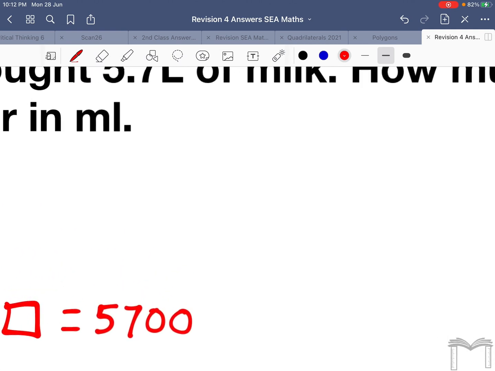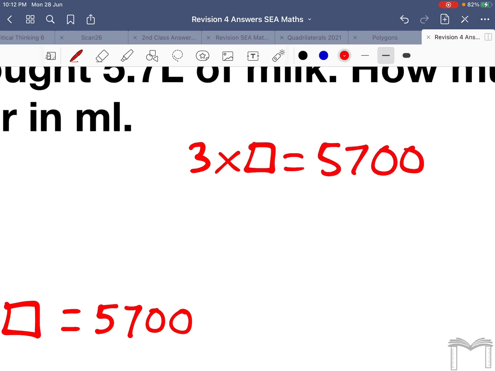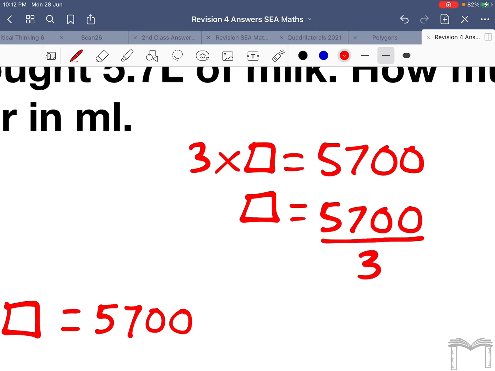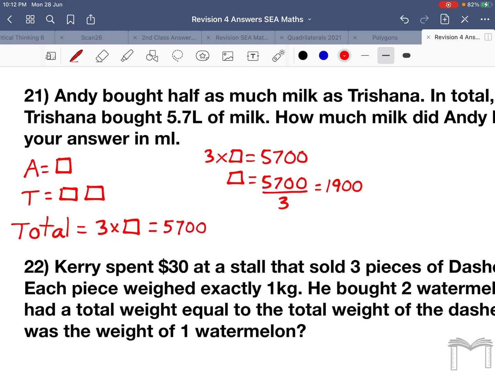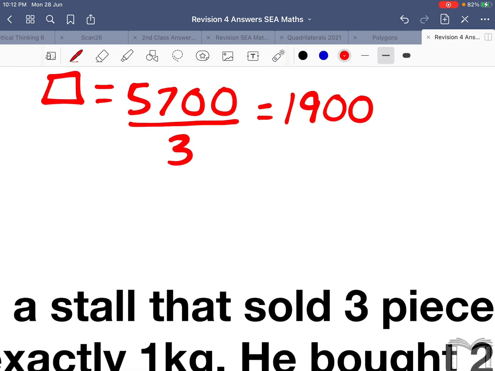So 3 boxes is equal to 5700. So for 1 box we must divide by 3. Three into 57 is 19. So Andy got 1 box, which is 1900 milliliters.